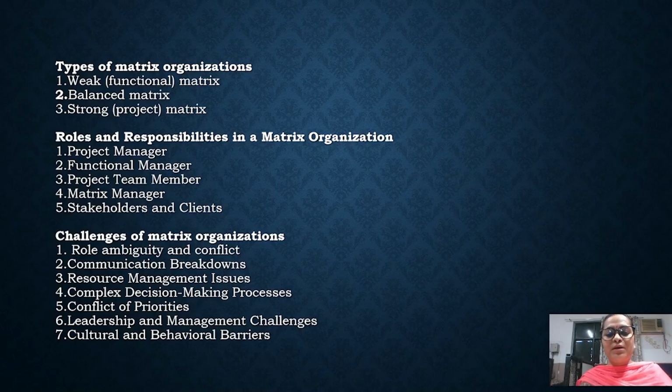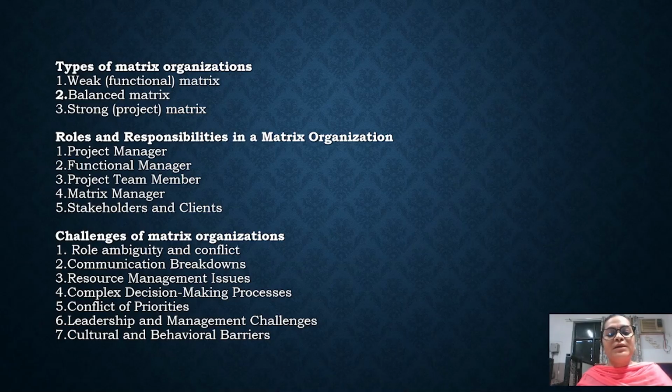Matrix managers play a crucial role in monitoring the projects, evaluating the project outcomes, right, and providing feedback to the project managers and the functional managers for continuous improvement in the working of the organization. Now, last come the stakeholders and clients. What is their role? Stakeholders and clients will define the project expectations, provide feedback on project progress, and approve the final deliverables so as to ensure that alignment with the organizational goals and stakeholder expectations are met.